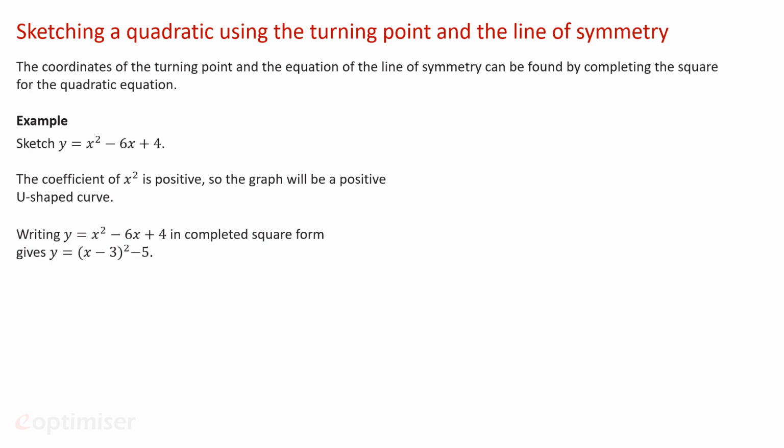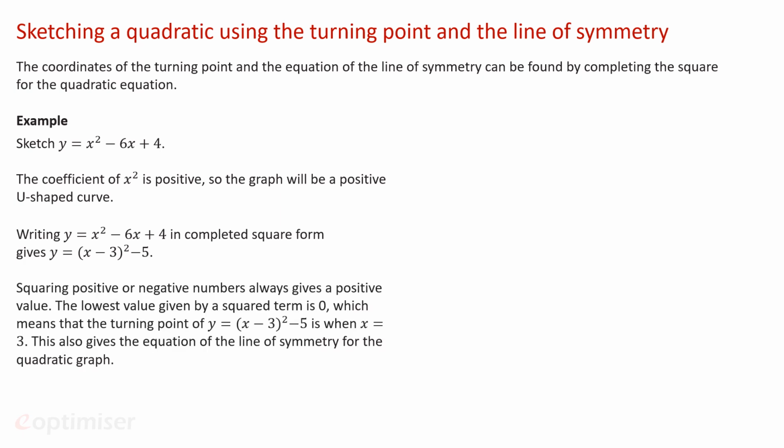So here you can write this one as y is equal to x minus 3 squared minus 5. Here the x squared term is positive, therefore we know that this is a positive U-shaped curve as well. The square part is always going to give a positive value. So the minimum is 0, otherwise greater than 0. So y can be minimum only when x minus 3 squared is 0. To make it 0, x has to take the value 3. So if x is equal to 3, y is going to be minus 5.